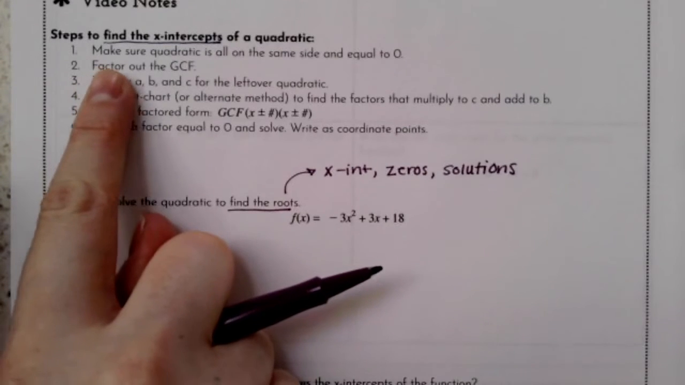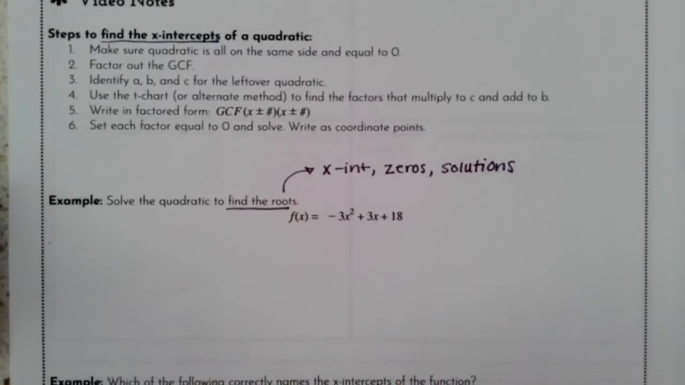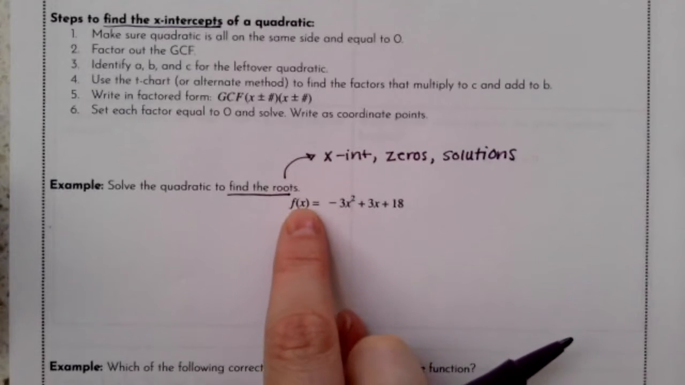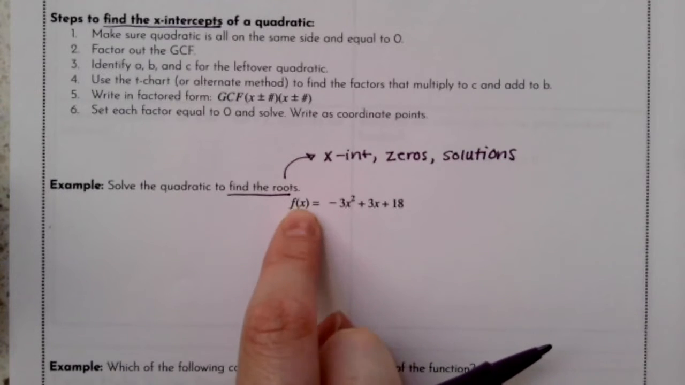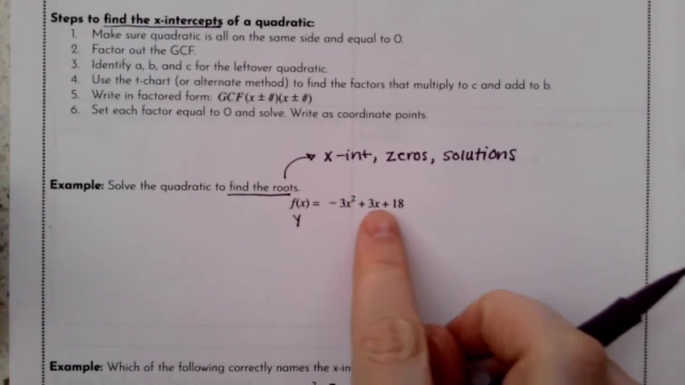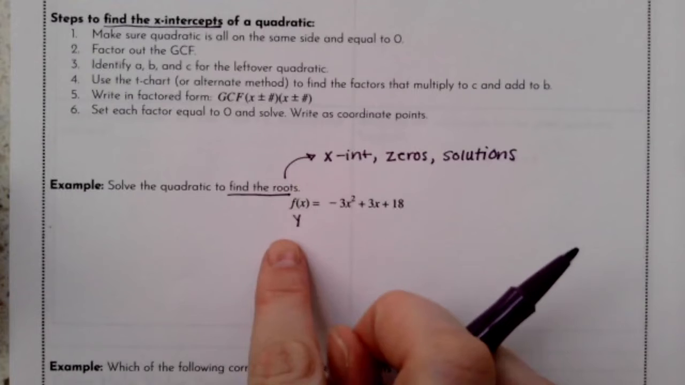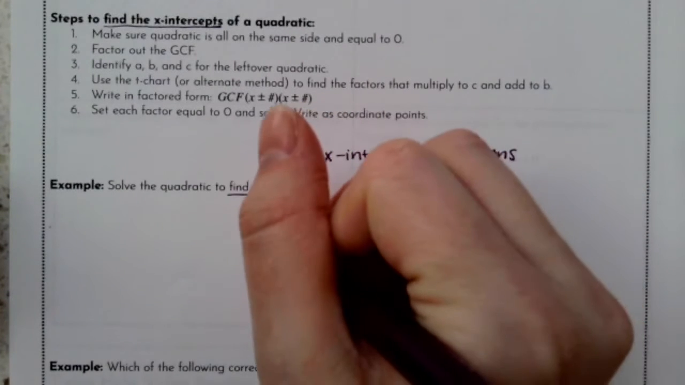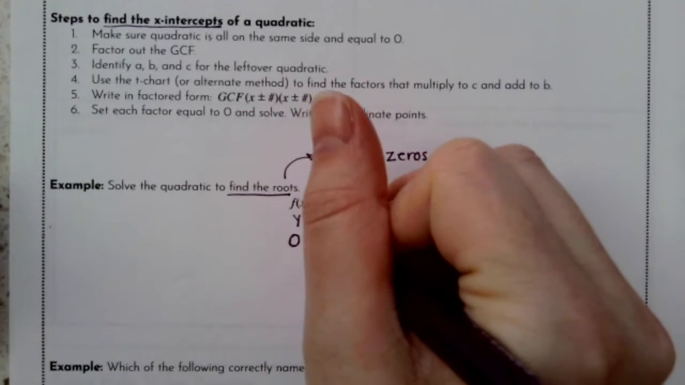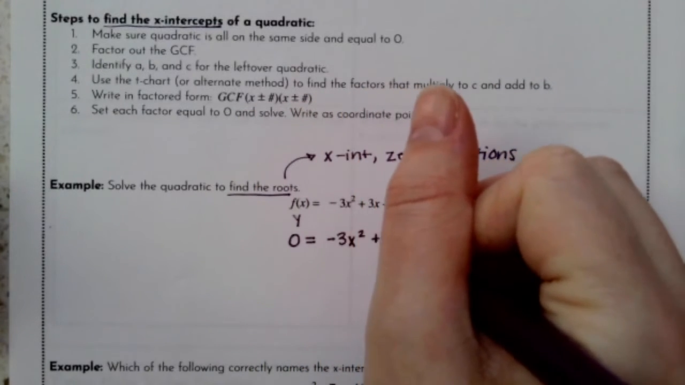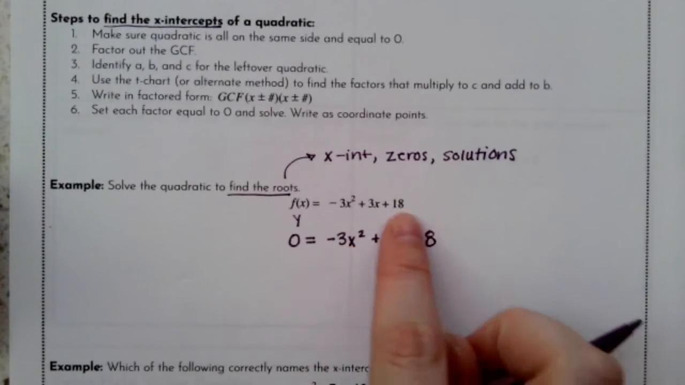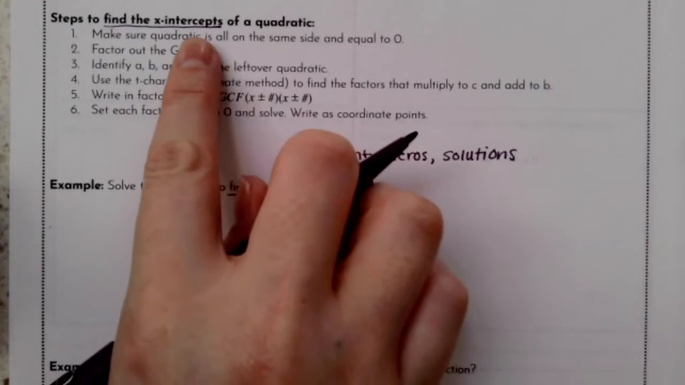So our first step is to make sure the quadratic is on the same side and equal to 0. So if we look here, our quadratic is all on the same side, and it's equal to this f of x. Don't let f of x throw you off. This is just another way to say y. So y equals this stuff. And we want to change that to a 0 because we're going to set this equal to 0. We want to know where the zeros are, so we set this equal to 0. And you can see my whole quadratic is all on the same side of the equal sign. It's all on the right-hand side, and then on the left is just 0. So step 1 is done.